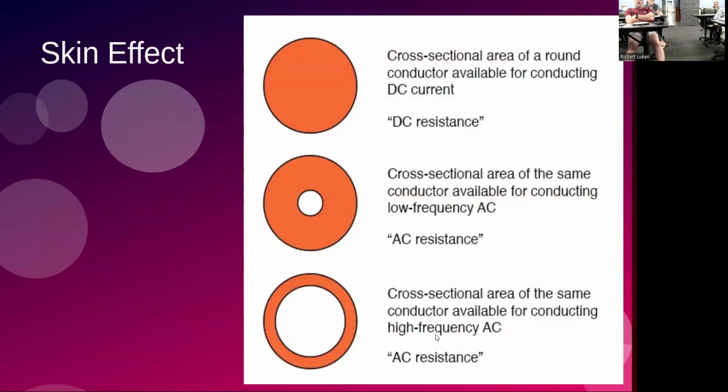This is just another one showing the same kind of thing. As you go up, that cross-sectional area becomes smaller. Likewise, the resistance of that wire goes up with increasing frequency because there's less cross-sectional area to conduct the current.